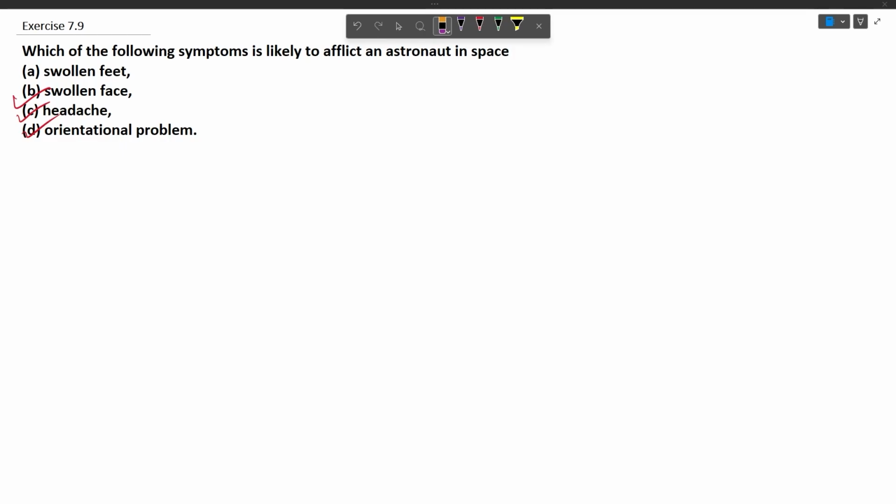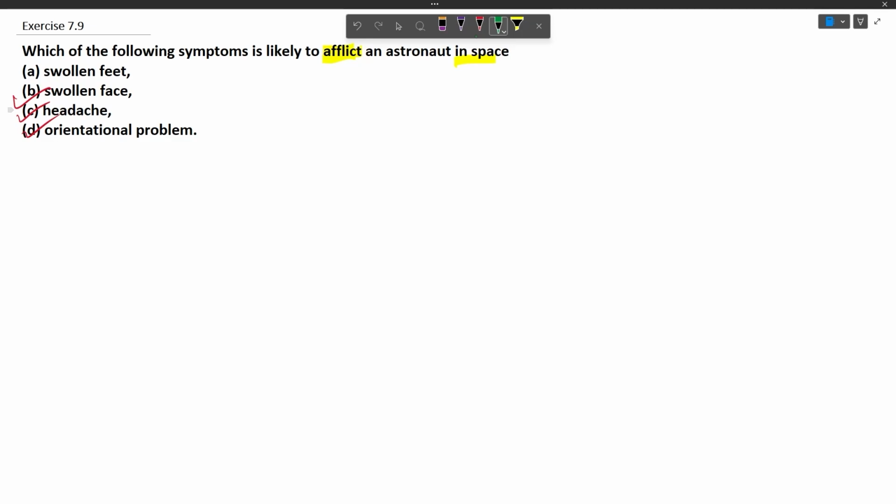The question says, which of the following symptoms is likely to afflict an astronaut in space. Here afflict means affect, or we can say which of these symptoms is going to affect the astronaut's working, or affect their performance. So first is swollen feet. Now we know that the astronaut doesn't need to stand on their feet, as the gravitational force is not oriented that way. So the swollen feet is not going to affect an astronaut much. So this option is not going to be correct.